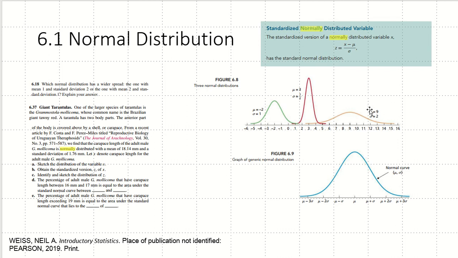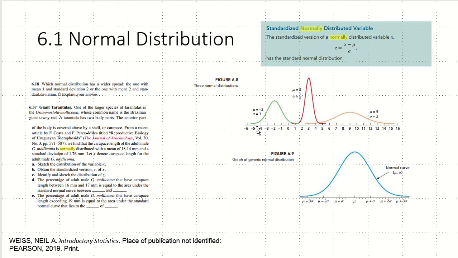And so using this knowledge, we're going to be able to answer these questions here on the left, and we'll start with 6.18. It talks about two distributions. We know that they're normally distributed, so we know that they follow this nice bell-shaped curve. The first one has a mean of 1 and a standard deviation of 2. The other one has a mean of 2 and a standard deviation of 1, and it's asking which one has the wider spread. We can use figure 6.8 to answer this question.